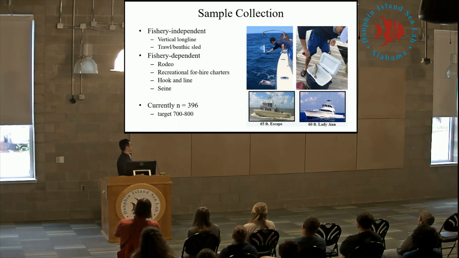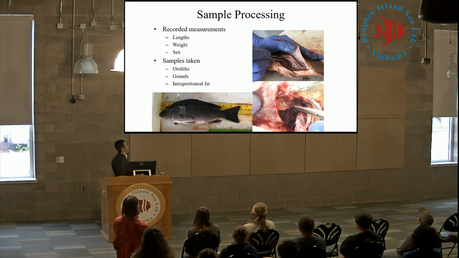However, this is a really inefficient method of getting gray snapper because of gear bias. So most of my sample collection is actually going to be through fishery-dependent techniques. One of these is the deep sea fishing rodeo that most of you know about that occurs every summer here at Dauphin Island. And I've also talked to recreational charters such as the Escape and Lady Anne over at the marina to dockside sample from them as well.